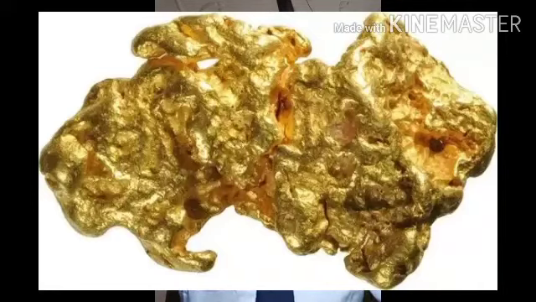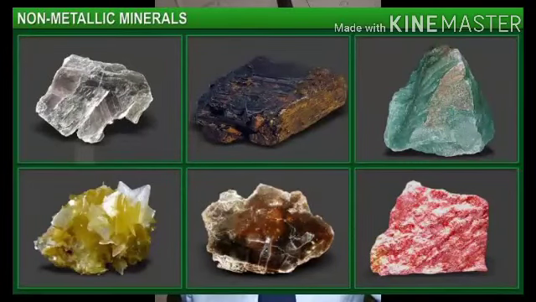Now the non-ferrous means those minerals which do not contain iron, like gold and silver. Next is non-metallic. It means those minerals which do not contain metals, like limestone, mica and gypsum. These are examples of non-metallic minerals. Minerals like coal and petroleum are also non-metallic minerals.